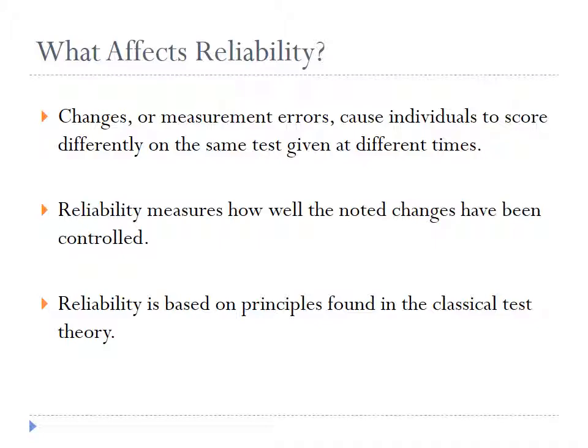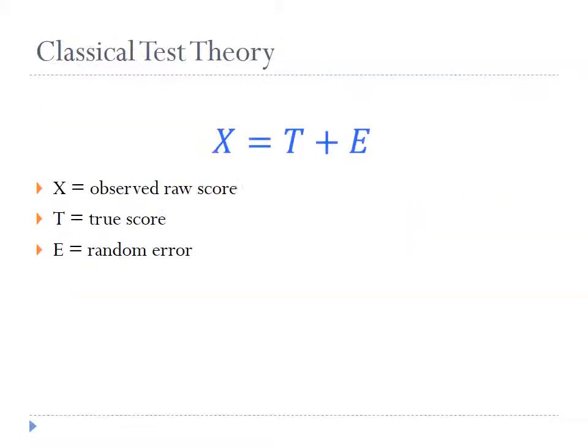This concept of reliability is based on principles of classical test theory. Test theory assumes an equation, X equals T plus E. X is our observed raw score.